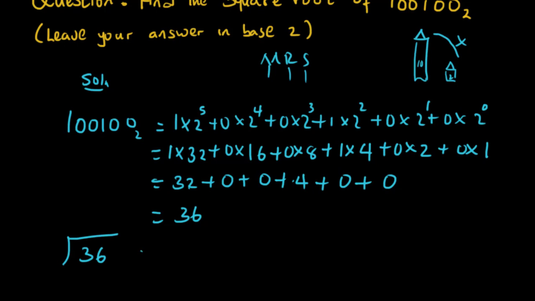Now the square root of 36 is 6. Now remember, 36 is in base 10, so 6 also is in base 10. So we need to now convert this 6 to base 2 to get our answer. Now remember, when we are converting from base 10, a skyscraper, to base 2, a bungalow, it is like a demotion, so we divide. Do you understand? We are converting to base 2, so we divide by 2.